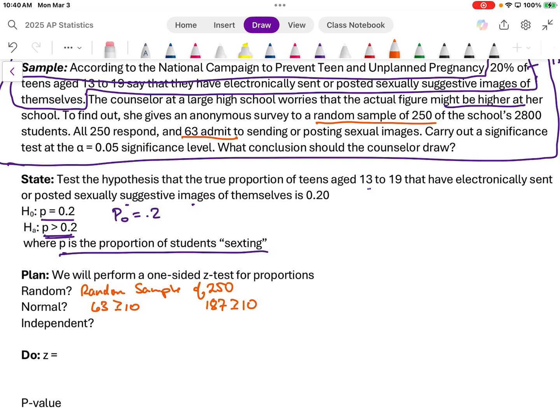So I just kind of went through that a little bit quicker. Just took the 63, and that's greater than or equal to 10. And then what is 250 minus 63? Again, 250 minus 63 gave me my 187.